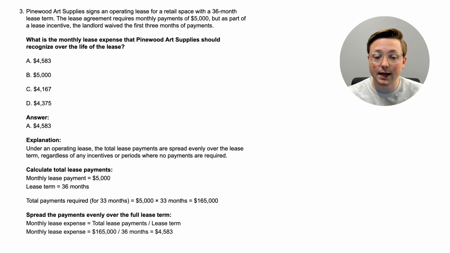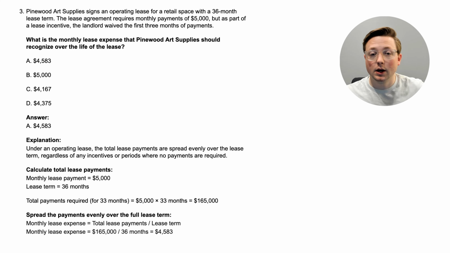Under an operating lease, the total lease payments are spread evenly over the lease term, regardless of any incentives or periods where no payments are required. So what that means is you pay the same amount every month for the lease term, regardless of the incentives. So what does that mean? That means that we're going to do the following.